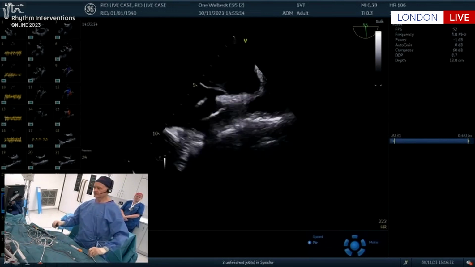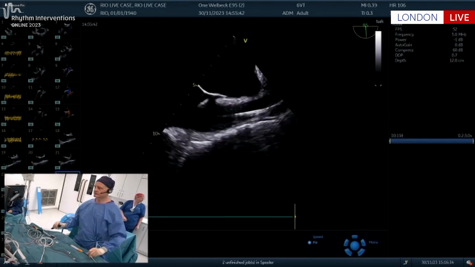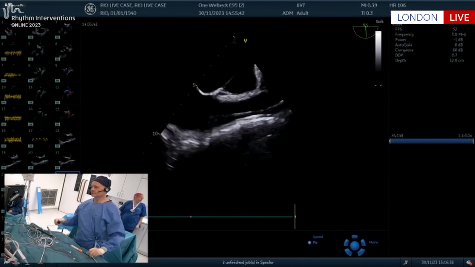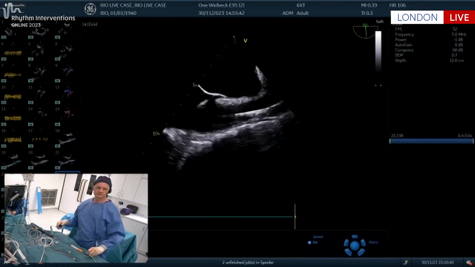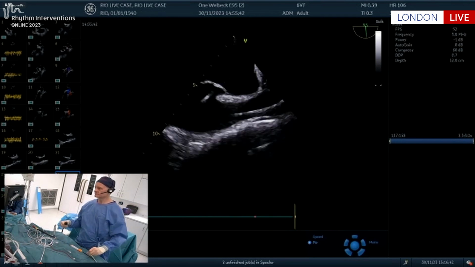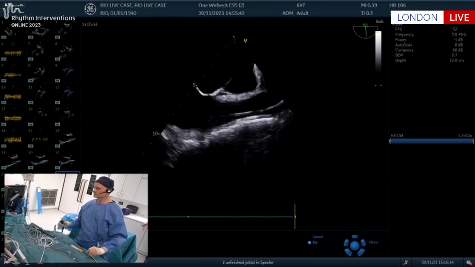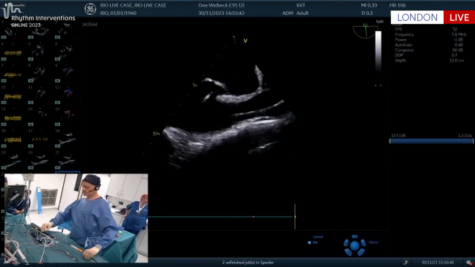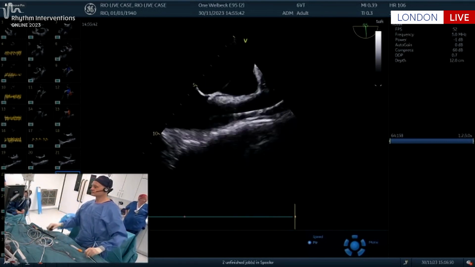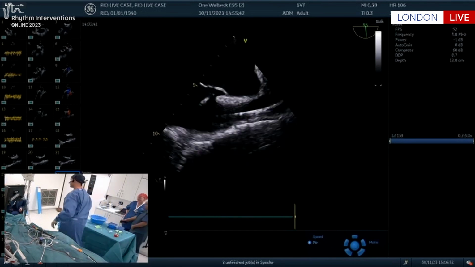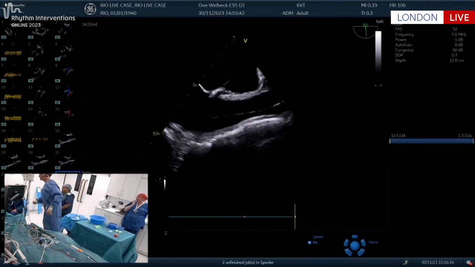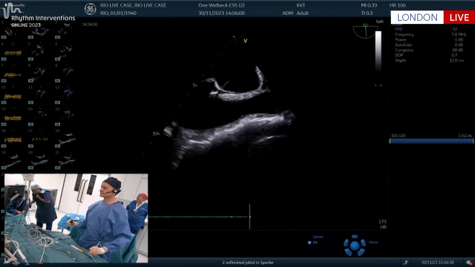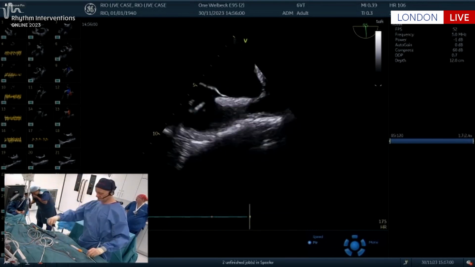Yeah. So let me just bring up a standard bicaval view. So you can see here, there's one wire which has already gone through the PFO, and then there is another wire which is going from the IVC into the SVC, where Richard usually does a drag down onto the septum. So let me bring up another image, to see that there is a tenting with that drag down on the thin part of the septum.